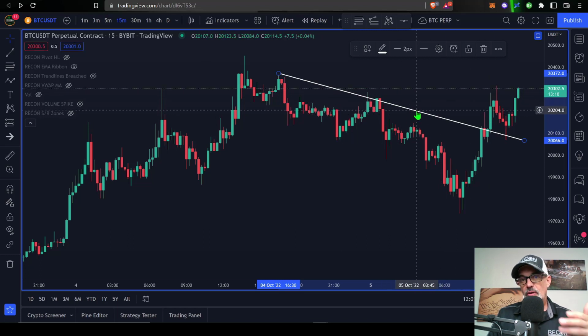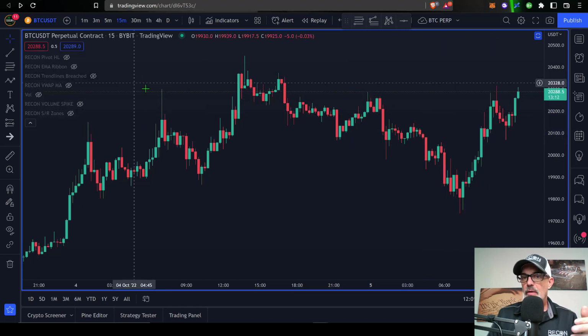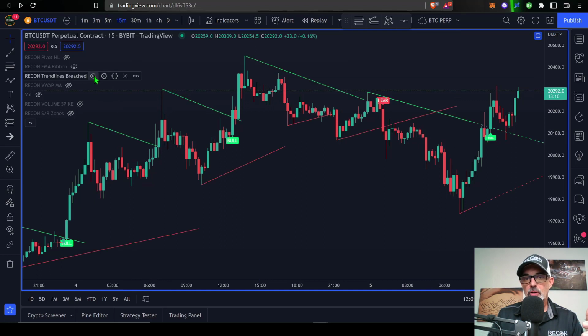And so trend lines aren't necessarily indicators. However, I have created an indicator called trend lines breached. And as you can see right here, that green line coming down is pretty much in the same spot that trend line actually breached through. Here's a bearish breach where we see the price break down through this trend line. It retests and eventually it rolls over and sells off.